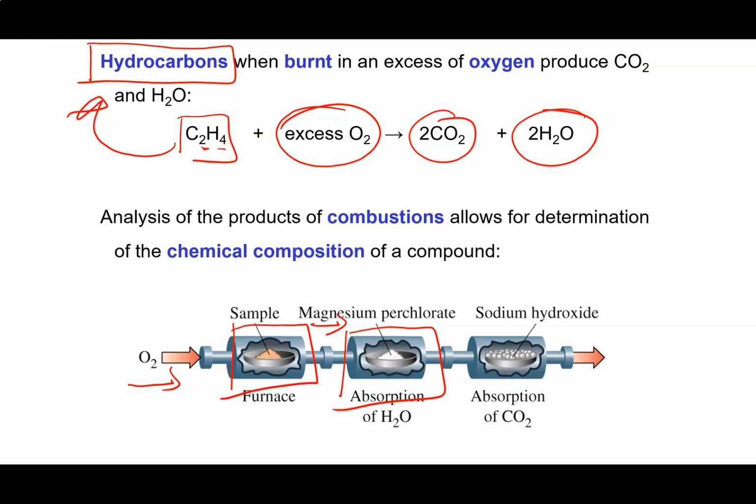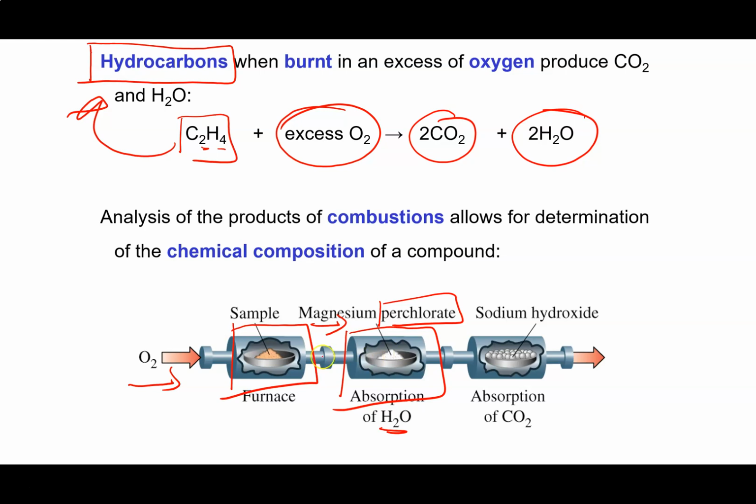And in that dish is a substance, and a good example of this is magnesium perchlorate, that absorbs water. And what will happen is the water will get absorbed out of the mixture of gases that's coming from our sample chamber. The water will get absorbed, and we'll be able to weigh how much water gets absorbed. So we get a direct amount of water in grams.